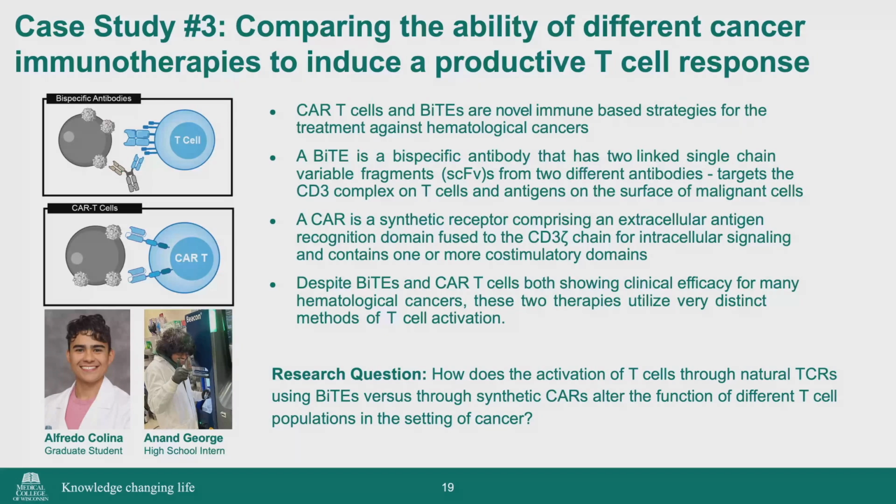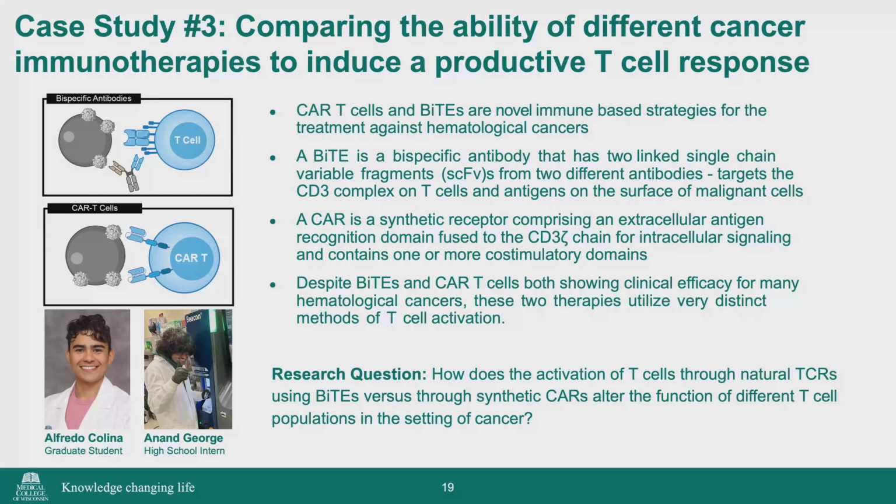And so both of these therapeutics have been utilized across various hematological malignancies and shown pretty good clinical efficacy. But they are different in terms of their mode of action. And so BiTEs, these are bispecific antibodies that have 2 linked single chain variable fragments from 2 different antibodies, and they can target the CD3, so this is a complex of the T cell receptor on T cells, and they utilize the other fragment to then target a surface antigen that's present on your malignant tumor cells.